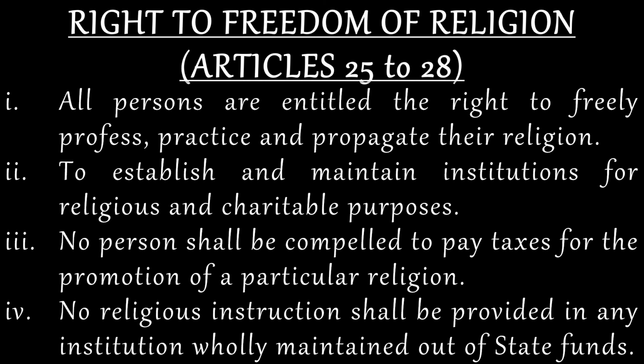Right to freedom of religion. Articles 25 to 28. All persons are entitled to the right to freely profess, practice, and propagate their religion, to establish and maintain institutions for religious and charitable purposes. No person shall be compelled to pay taxes for the promotion of a particular religion. No religious instruction shall be provided in any institution wholly maintained out of state funds.